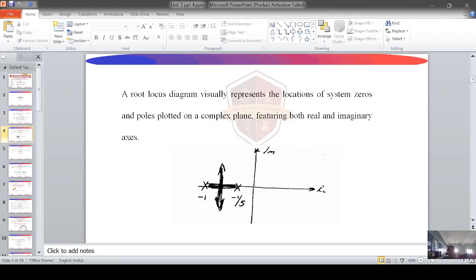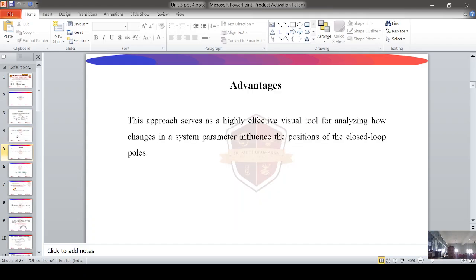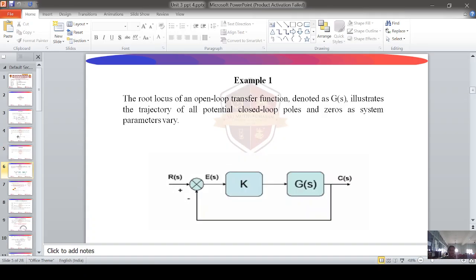A root locus diagram usually represents the location of system zeros and poles plotted on a complex plane, featuring both real and imaginary axes. Poles are marked as X, zeros are marked as 0. Advantages: this approach serves as a highly effective visual tool for analyzing how changes in a system parameter influence the positions of the closed loop poles.